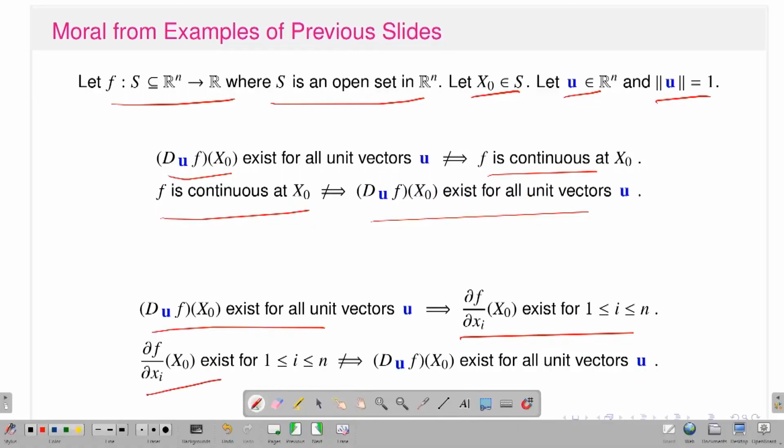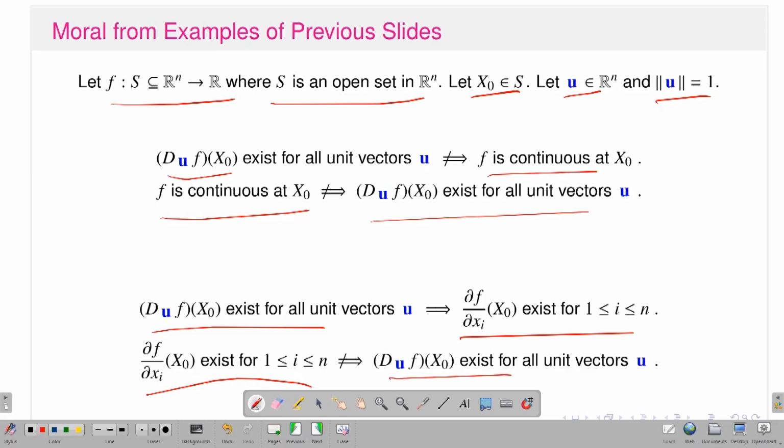This I already discussed. If the directional derivative of f at the point x naught in any direction exists, in particular it will exist in the coordinate axis direction. So, therefore, the partial derivative exists. However, existence of partial derivatives will not imply the existence of directional derivatives in any direction. So, that is what the last example says.